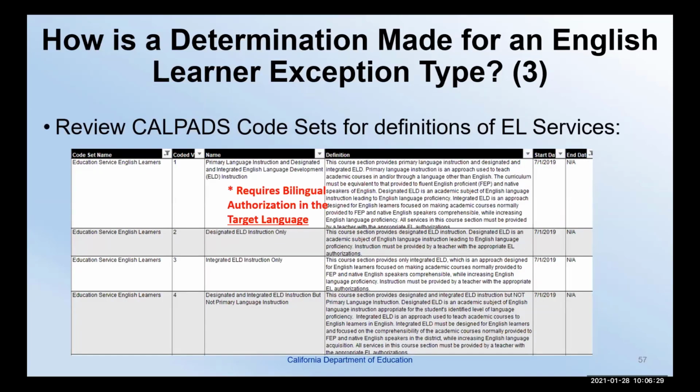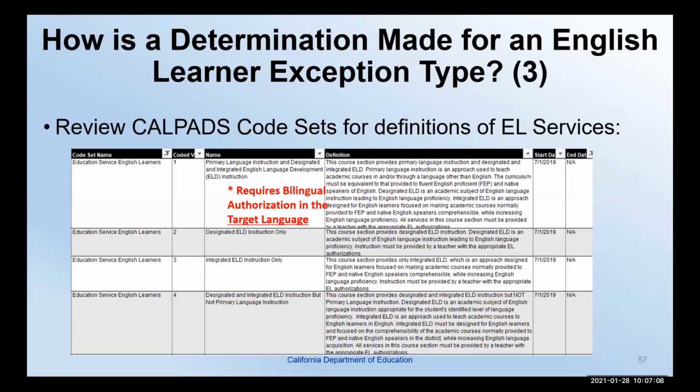So these are generally the different types of English learner services that are being provided. Code 1 is primary language instruction, designated and integrated ELD. Keep in mind that anytime you use this particular code, it's going to require a bilingual authorization in the target language. So what is the target language? If you have English learners in that class and they have a primary language of Spanish, for example, then that primary language is what the teacher should hold a bilingual authorization in. So it does follow the primary language of the student.